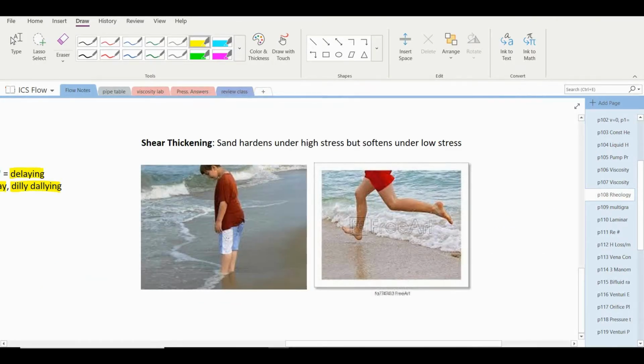An example of shear thickening can be seen on sand at the water's edge. If we are standing in the sand, we're applying relatively low pressure and tend to sink. That is, the sand is more mobile, has low viscosity. However, when we run across the surface and impact the sand with higher pressure, the sand is hardened. That is, it becomes shear thickened.